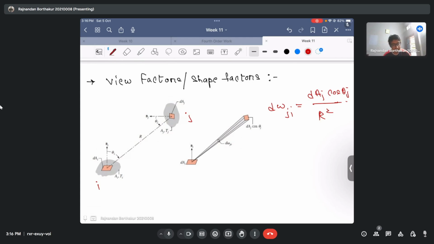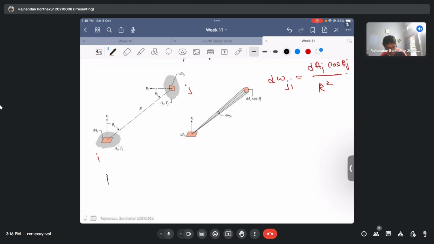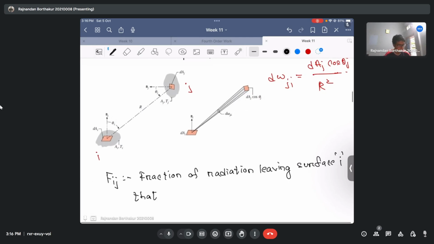Because it's the very definition of this view factor Fij, you can define this Fij as the fraction of radiation leaving surface I that is intercepted by surface J.